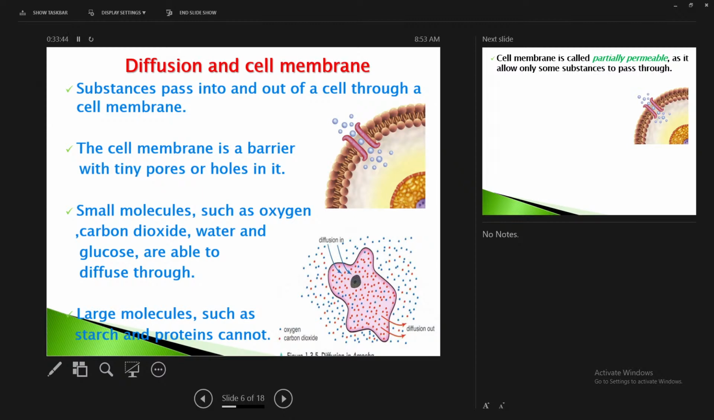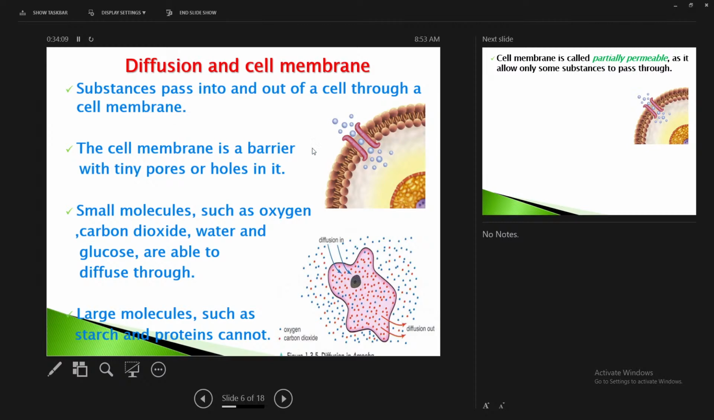Right, so diffusion and the cell membrane. We will now be looking at diffusion actually taking place within a particular animal cell, for example. They are saying that substances pass into and out of the cell through what is known as the cell membrane.